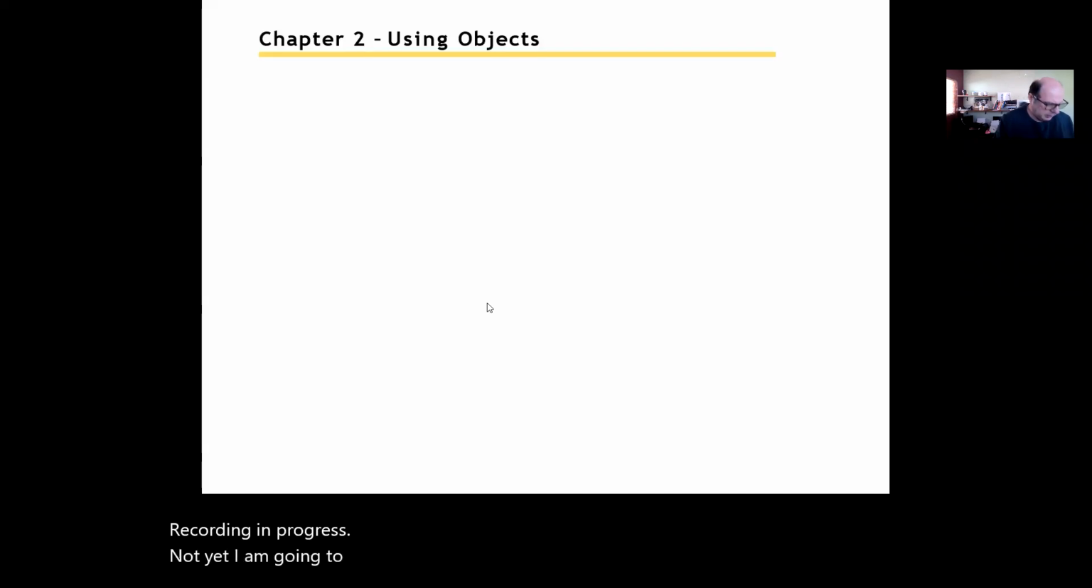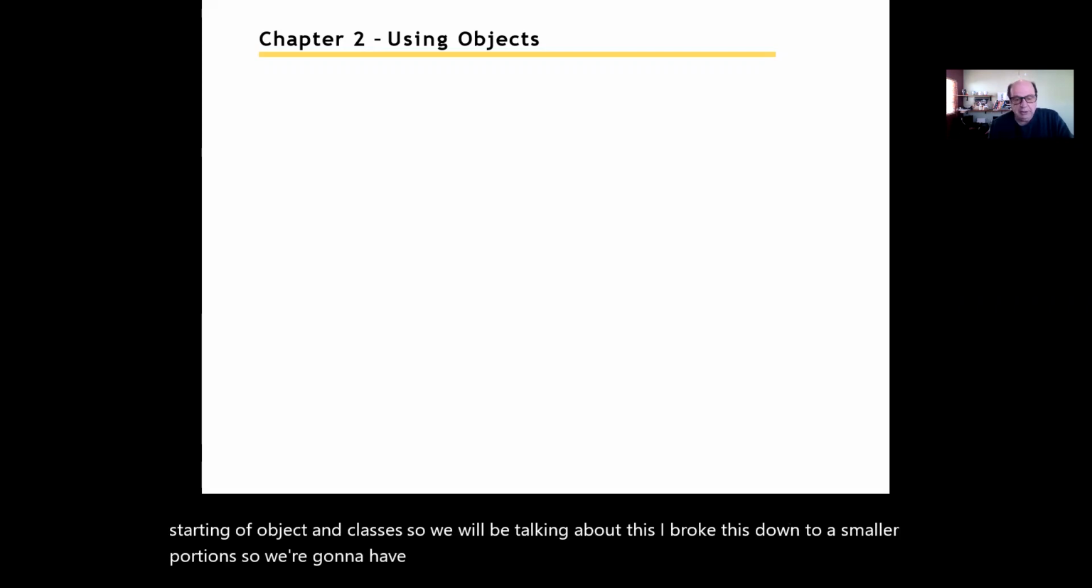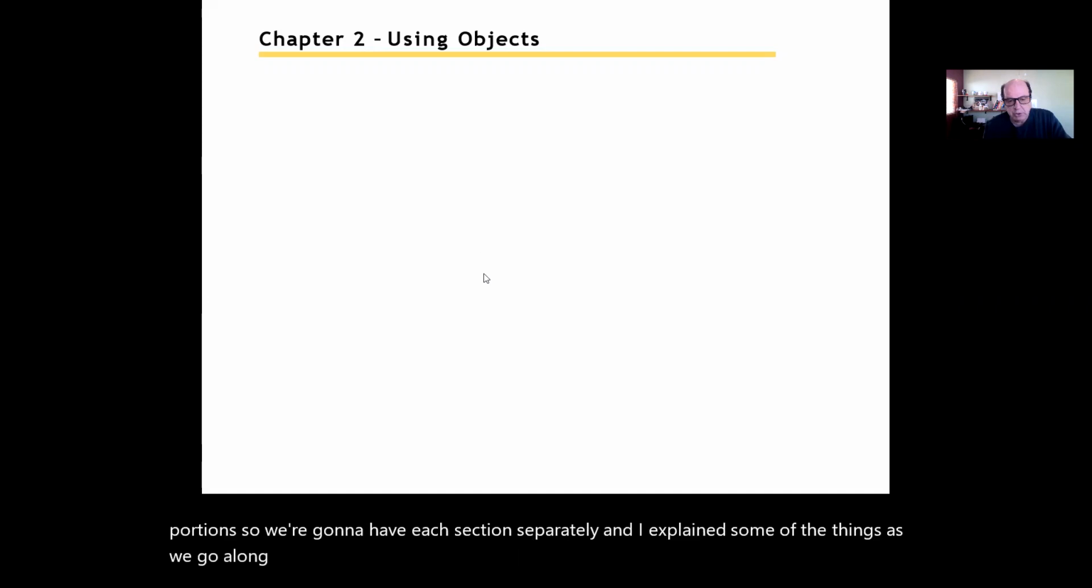Hi, I am going to be talking about chapter 2 of Big Java Early Objects. This is the starting of objects and classes. So we will be talking about this. I broke this down into smaller portions, so we're going to have each section separately. And I explain some of the things as we go along so we can be on the same page.